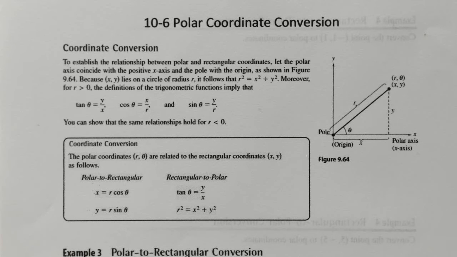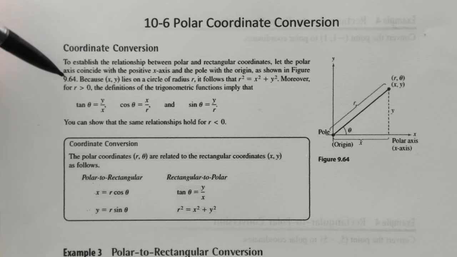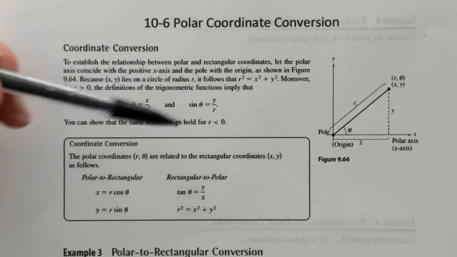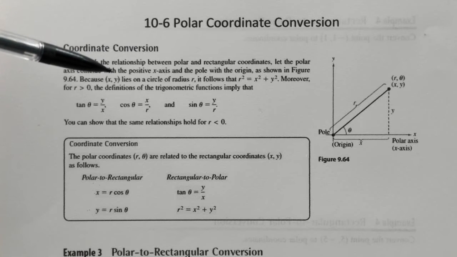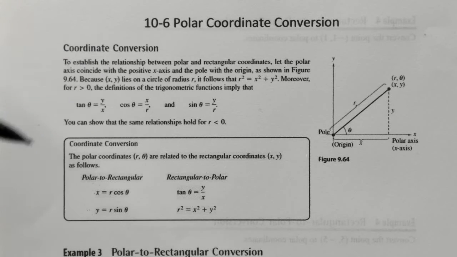For example, if I have a point that is 2 comma pi in polar coordinates, how would I convert that to rectangular? Or if I have -3 comma 2 in rectangular, how would I convert that to a polar coordinate? The idea of getting an understanding behind how to do that is to understand the relationships between the components of each one of those types of coordinates.